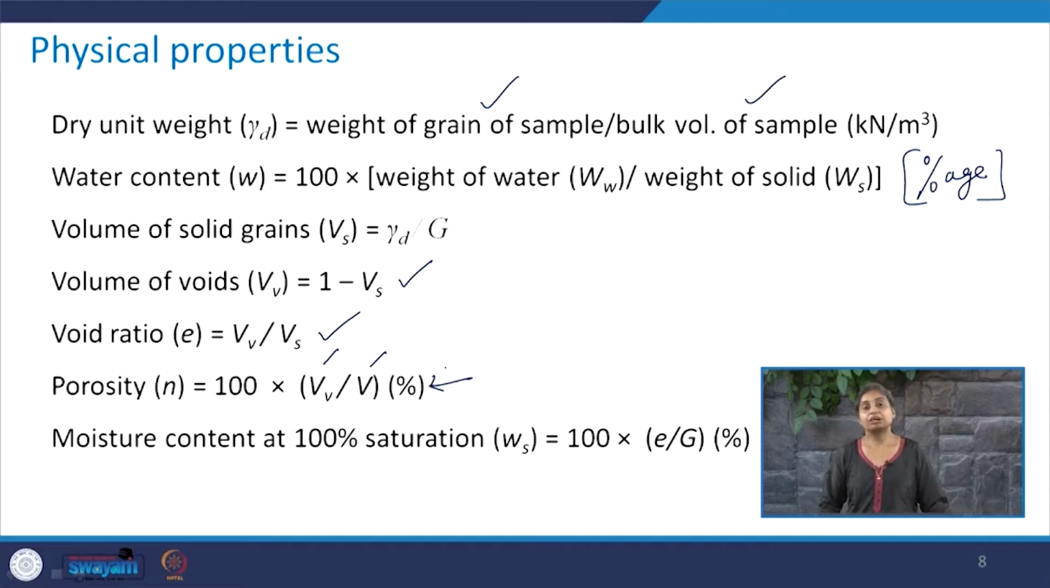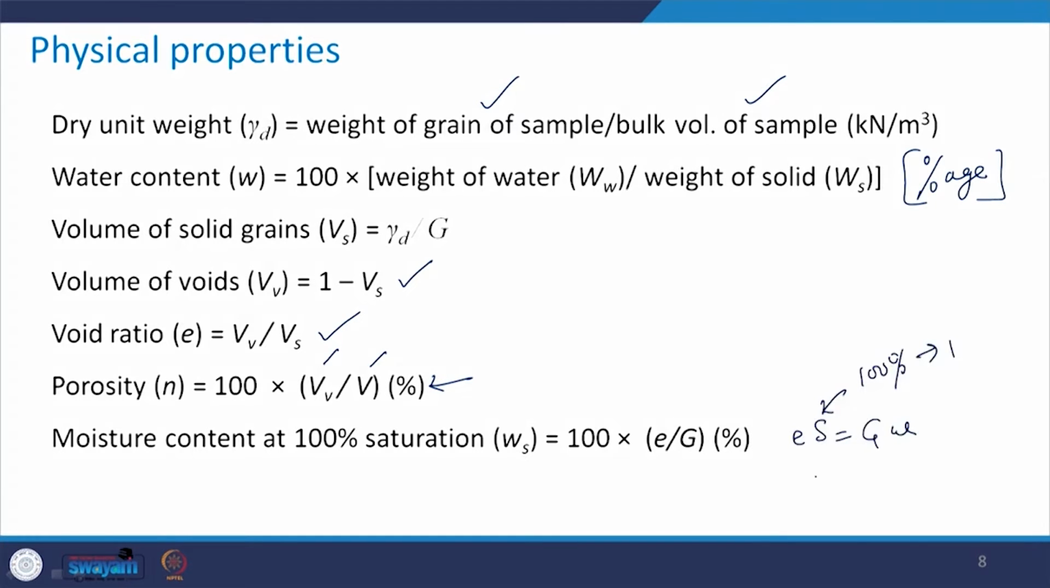And the moisture content at 100% saturation, that is, you know that Se = Gw. Now, if this S is 100%, this means this is equal to 1. So, therefore, from here you can get this w to be equal to 100 into e upon G. So, that is what it is.